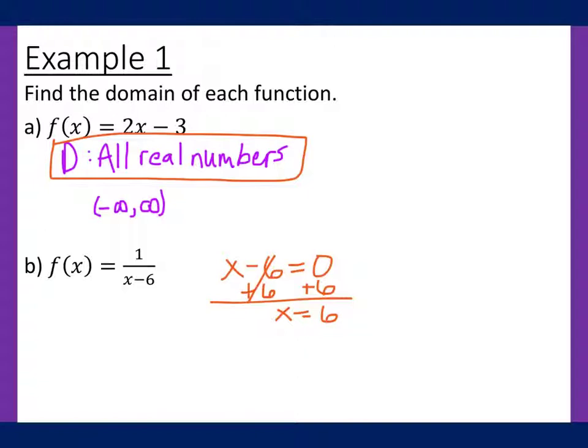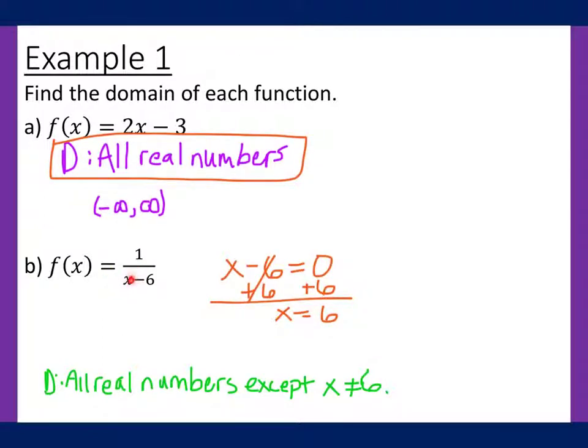Okay, and for our domain, we're going to say our domain is all real numbers except x cannot equal 6. Because what we're saying here is that I can plug in any number I want in for this x, except for 6. 6 is the only number that doesn't work. We cannot plug in a 6 here, and that's what this domain is saying. We can plug in any number we want to, except x cannot equal 6.